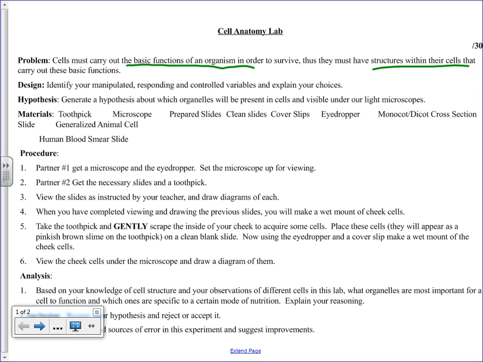Now, some stuff about the variables. We are going to be looking at 4 different things, 4 different kinds of cells. Well, not kinds of cells, 4 different cells. We're going to look first at what's called on the slides monocot dicot cross section, which is a fancy way of saying someone laid a leaf flat and cut it this way. So that you're looking at the leaf head on. Everyone follow me there?